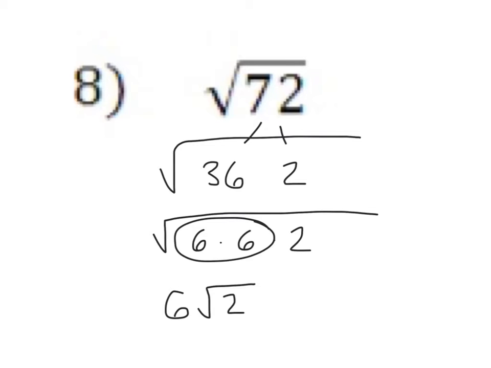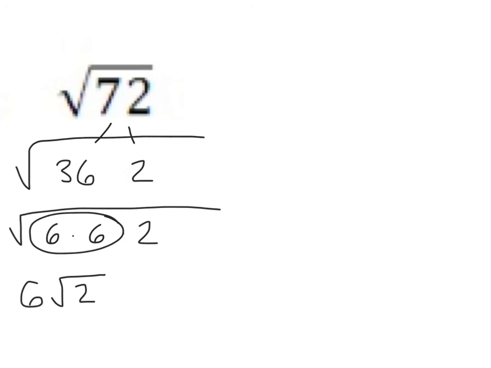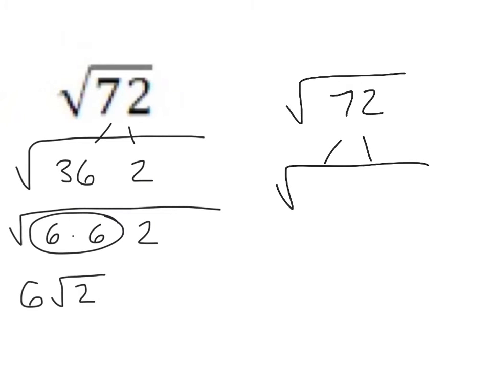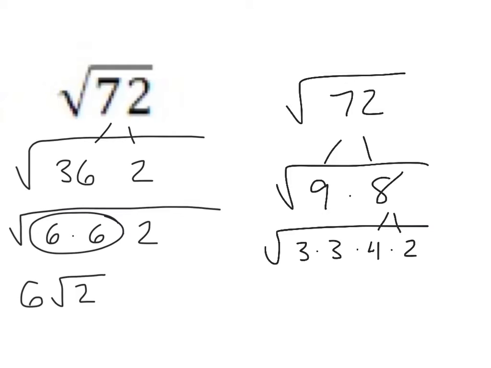What if you did it 9 times 8? It's the same thing, so you'll get the same answer. If we have square root 72 and we break it down into 9 times 8, what does 9 break down into? 3 times 3. What does 8 break down into? 4 times 2. Would you have to break down the 4? We don't have to, because we know that square root 4 is equal to 2. So we could take out the 4 and make it a 2. Does that make sense? Because 4 breaks down into 2 and 2.